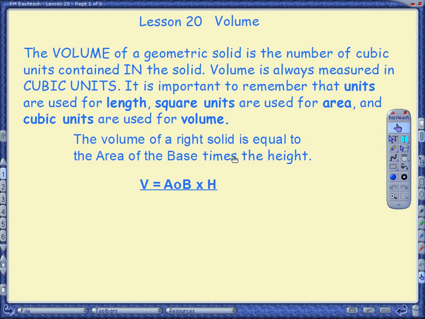Lesson 20 is about volume. The volume of a geometric solid is the number of cubic units that can be contained in the solid. Volume is always measured in cubic units.